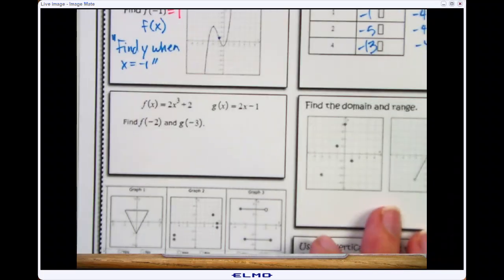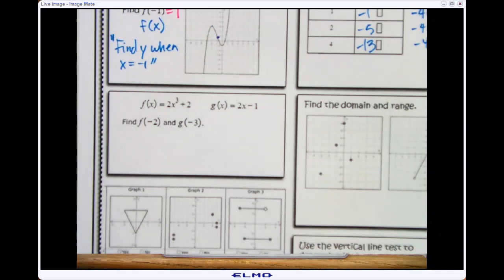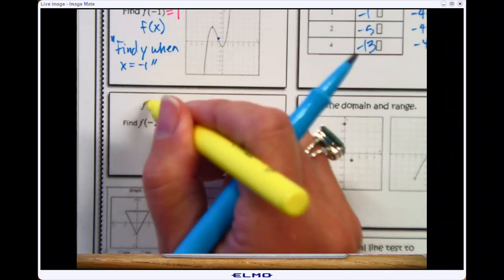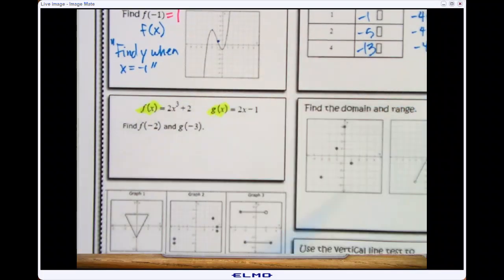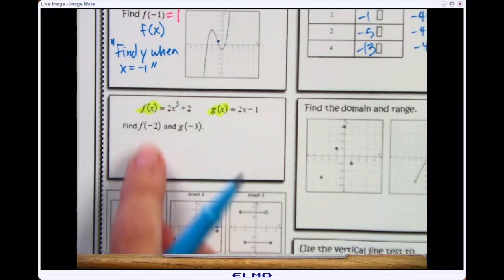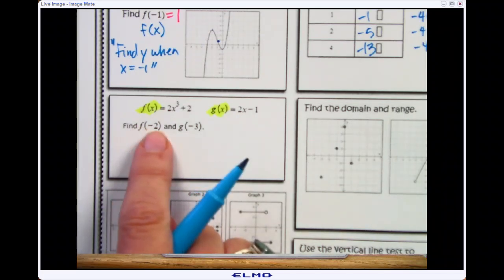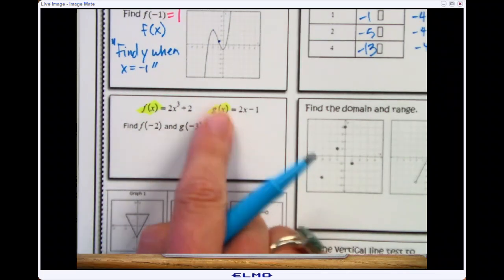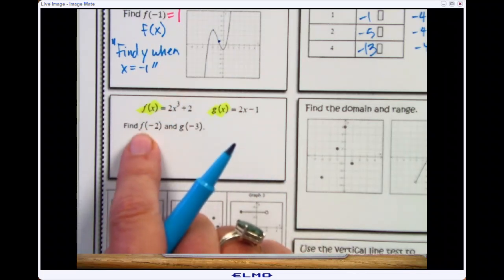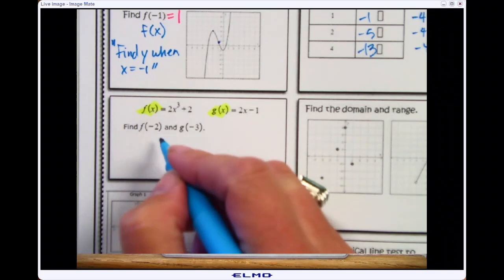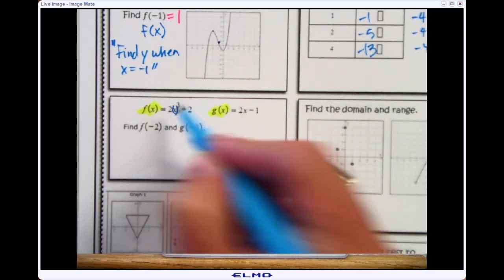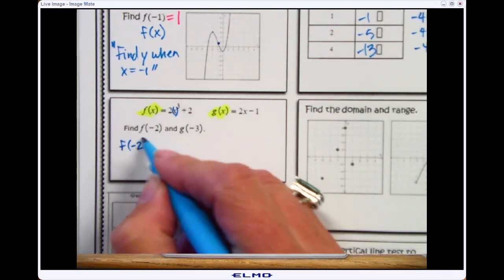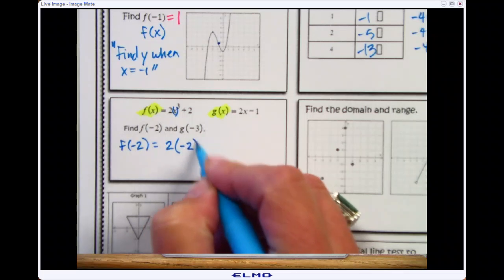Okay. So here we are back at function notation. I've got f of x, and I have g of x, right? This one tells me find f when x is negative 2. So am I going to use the f or the g? What does it tell me to use? It tells me to use f. So to find f of negative 2, what am I going to replace that x with? Negative 2. So f of negative 2 equals 2 times negative 2 cubed.